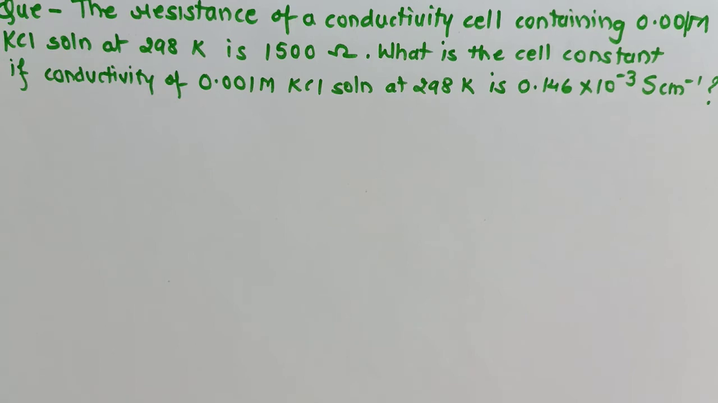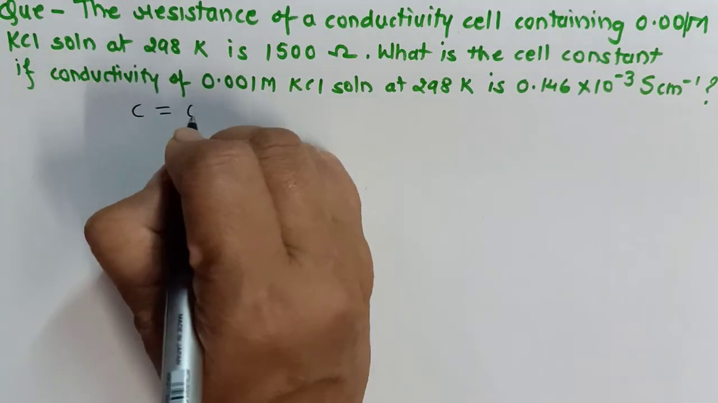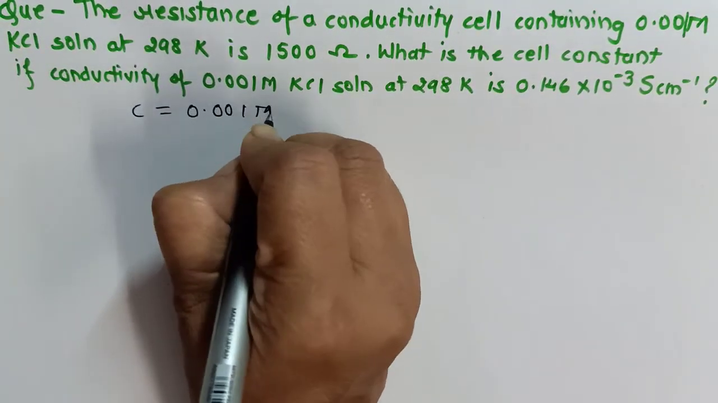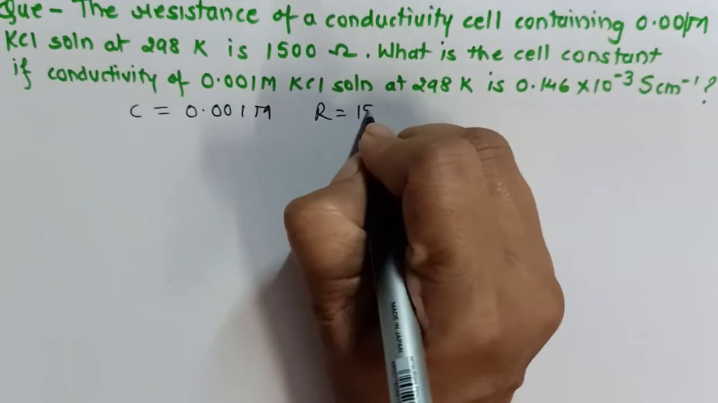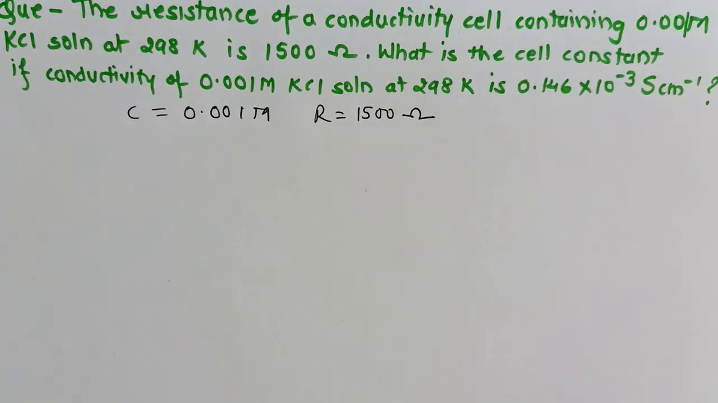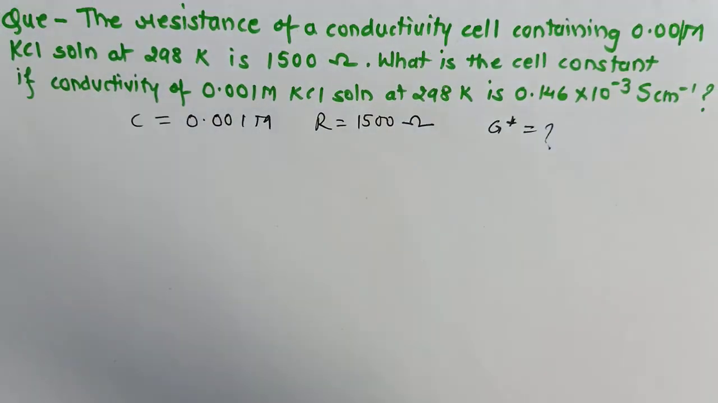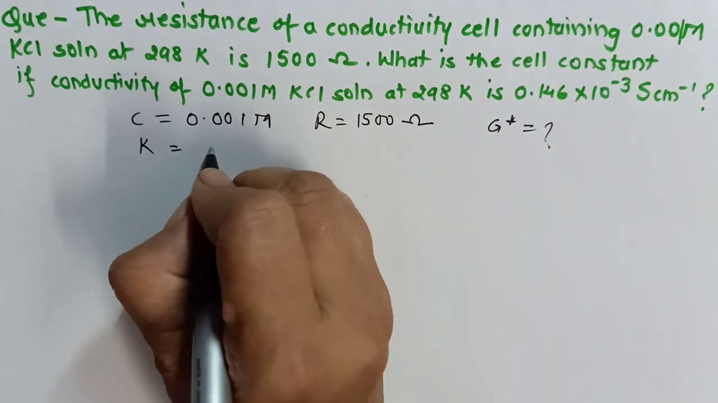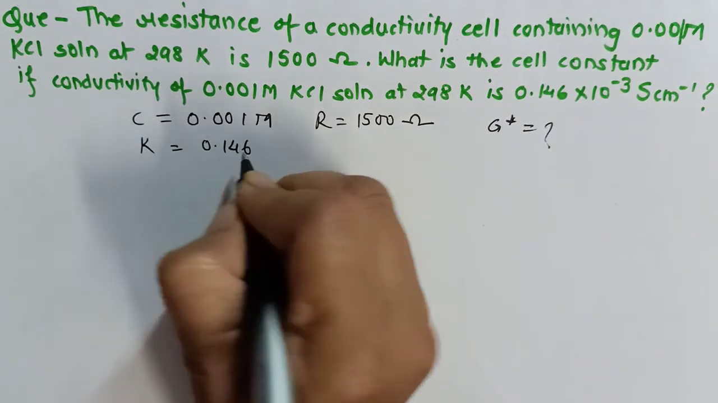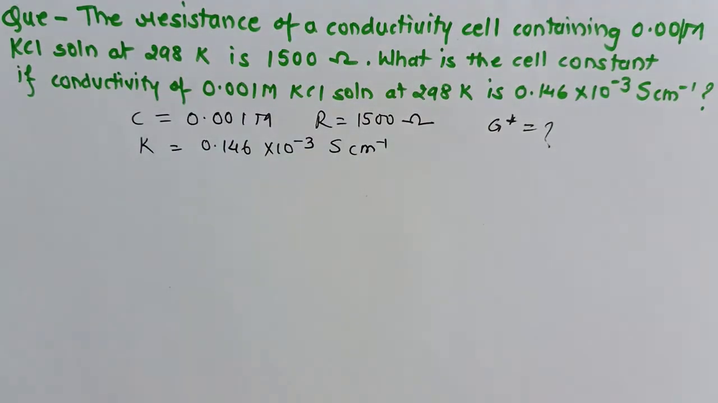Here is the first numerical. Let us write down the information given in the numerical. First of all, the concentration is given 0.001 molar. Then the resistance is given 1500 ohm. We are supposed to calculate the cell constant and the conductivity. K is given as 0.146 into 10 to power minus 3 S centimeter inverse.